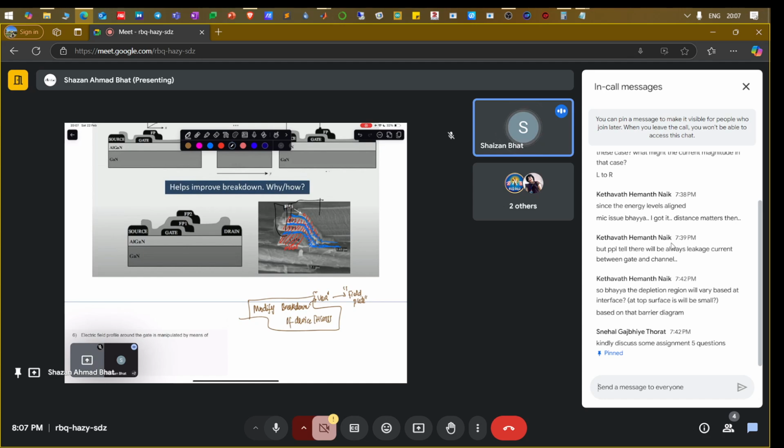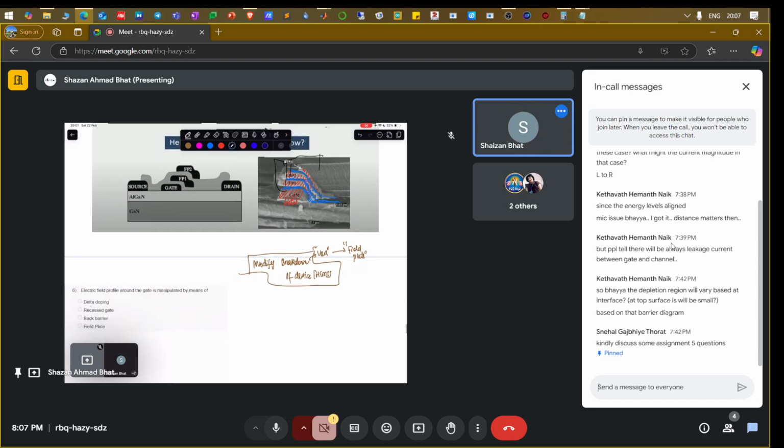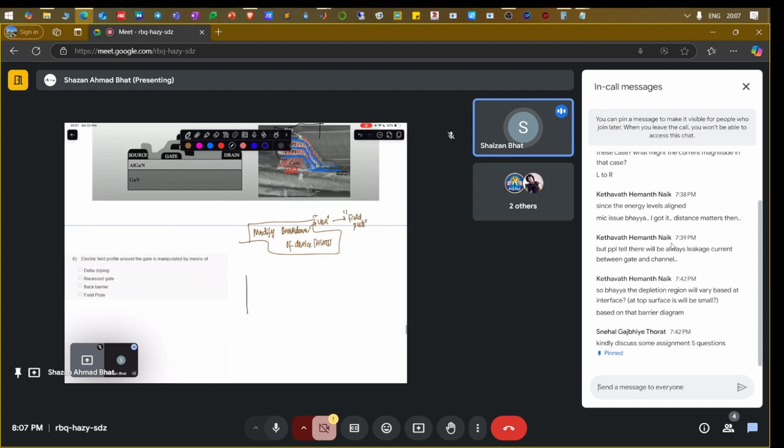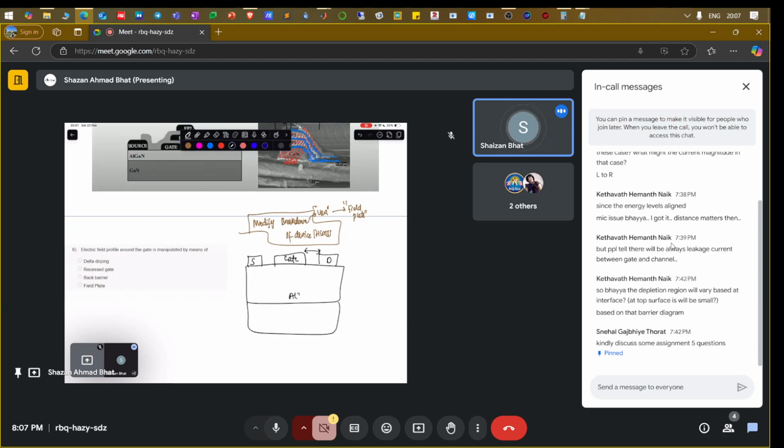Now, what happens because of it? If you have a device like this, you have a gate and a drain, you know that there is electrostatic interaction between this gate and drain. And what happens because of it? This is, let's say, L gas. So what happens because of it?